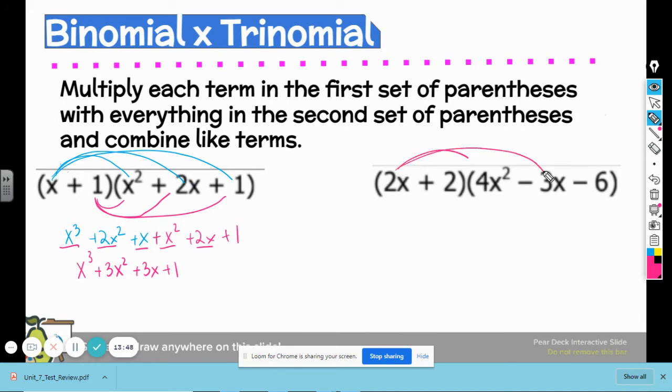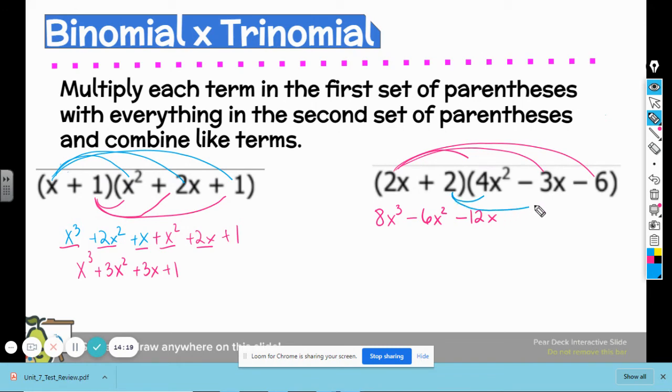Okay, multiply the 2x times all of these things. Now, you could do this in a vertical method. I guess that's something I could show you. So 8x to the third, and then 2x times a negative 3x is going to give us negative 6x squared. And then 2x times negative 6 is going to give us negative 12x. So what I meant by a vertical method is we can stack the like terms.